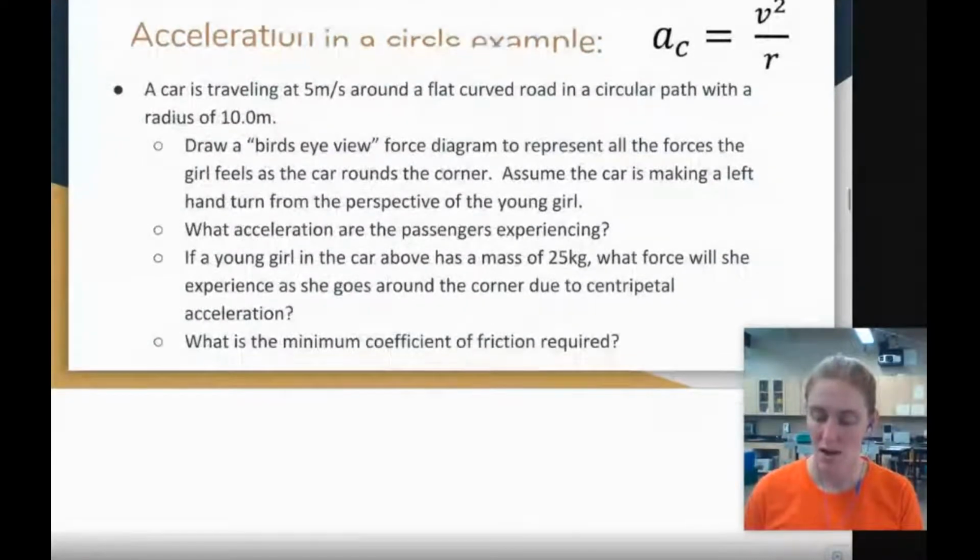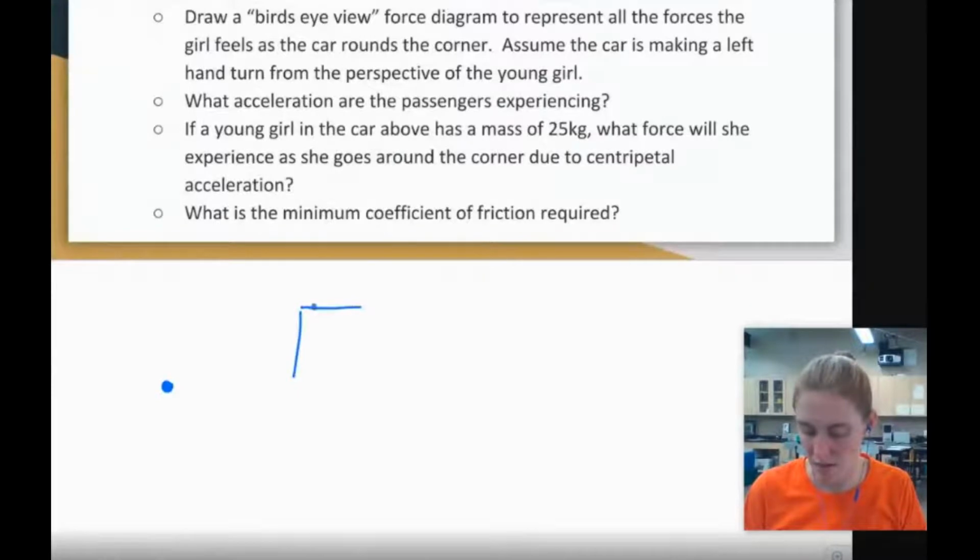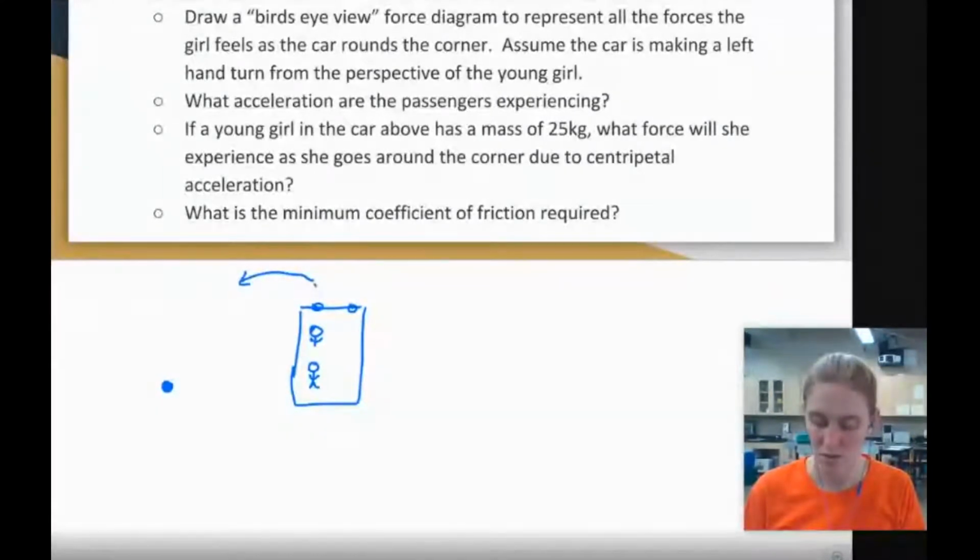Assume the car is making a left-hand turn from the perspective of the young girl. All right, so I'm going to draw my girl, and a bird's eye view is as if I'm looking straight down at this car. So here is my car, here are the headlights. Here's the driver, okay? And let's say your girl is in the back seat of the car, and we're about to make a left-hand turn. So from this perspective, my gravitational force goes straight down into the ground. Normal force comes straight up out of the ground. So I'll draw that. It comes straight up.